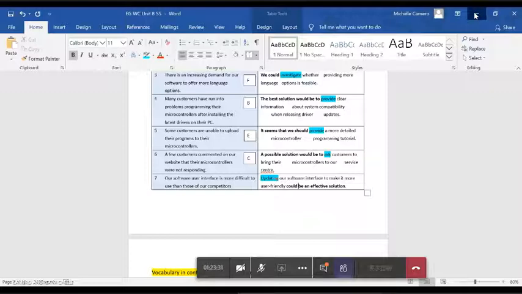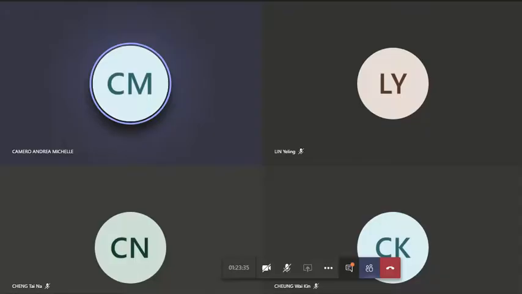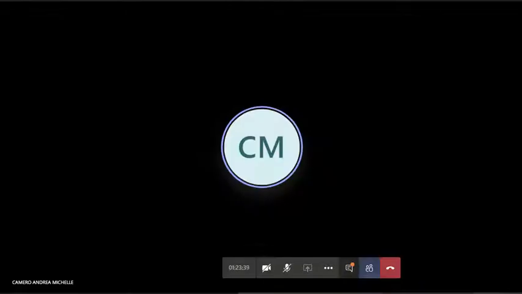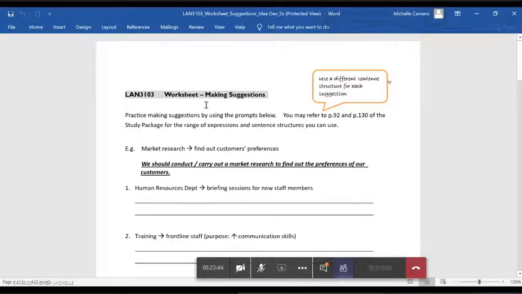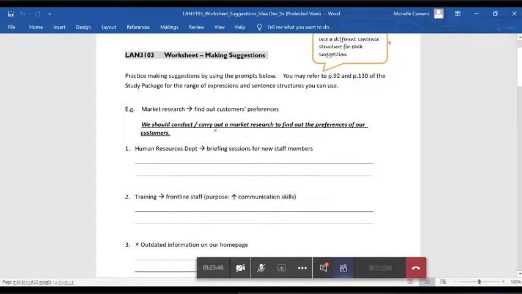Okay, let me put this up on the screen because I don't think you can see it. Now, I haven't sent this document to you because I wanted to save it for us to work on today together. So this is, again, making suggestions. We're just going to do two together, just to give you a little more practice with making suggestions. Notice the first one is done for you.